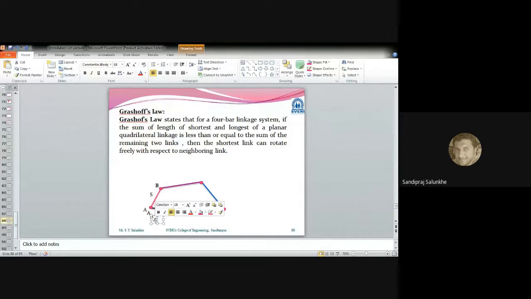Okay. Then this point as a C point, and this point as a D point. So link AB is having length equal to S. This BC is having length equal to L1, we'll say it. It is having length equal to L suffix 1.